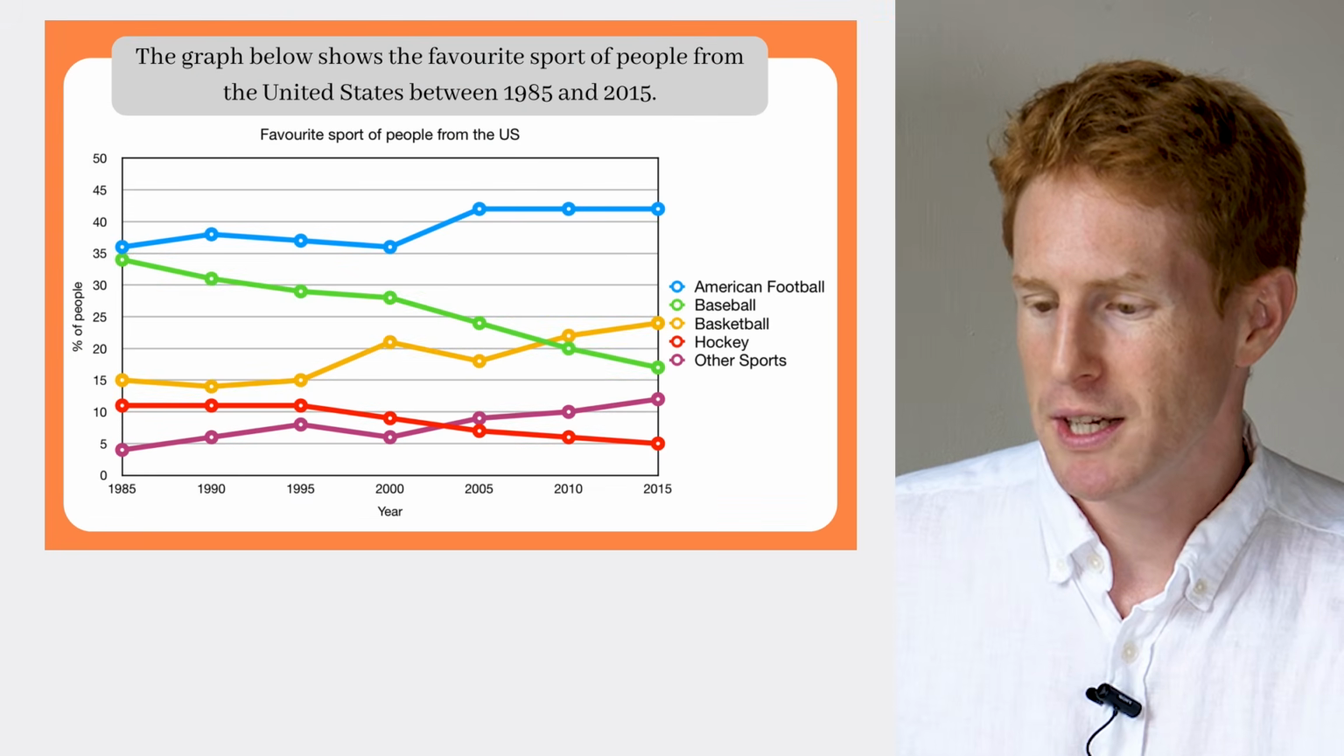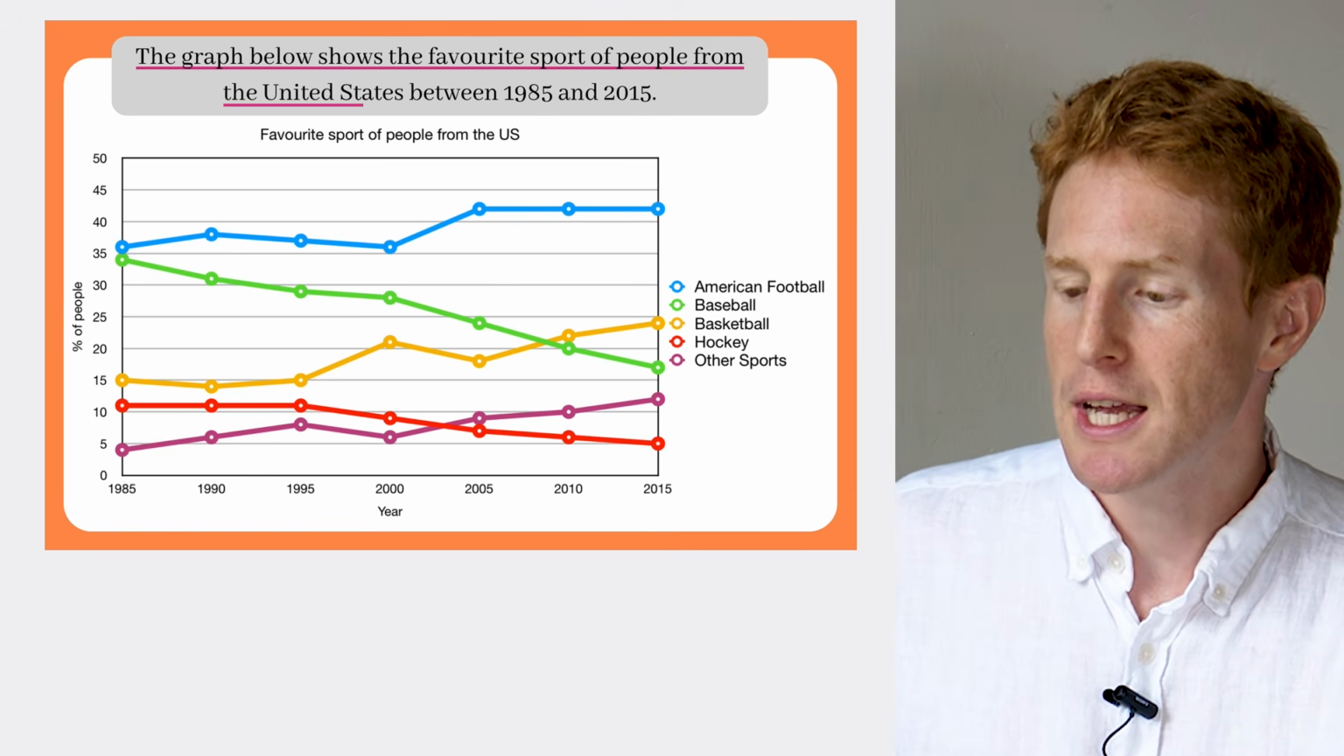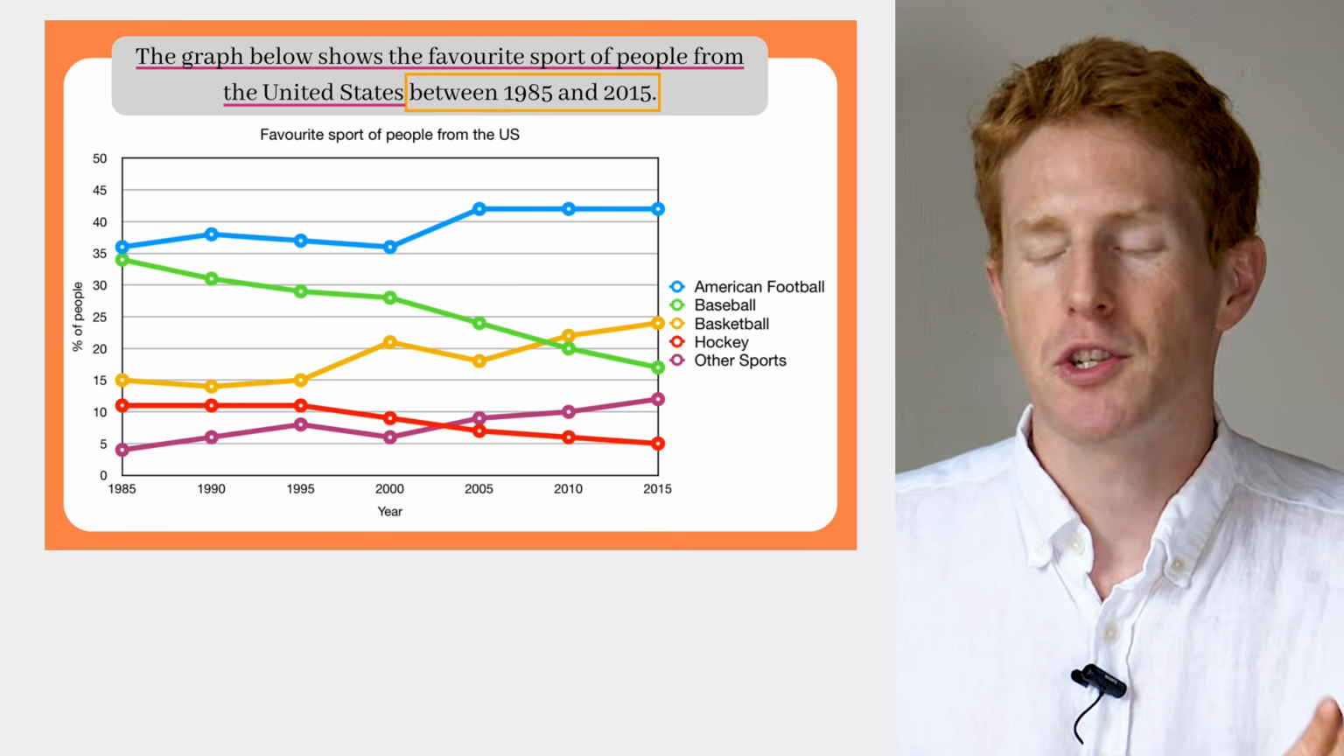Imagine this is the graphic. The graph below shows the favorite sport of people from the United States between 1985 and 2015.